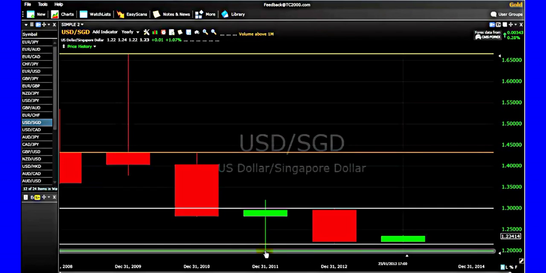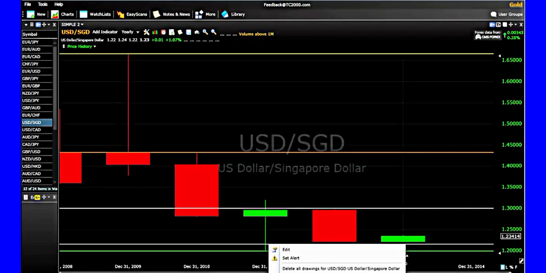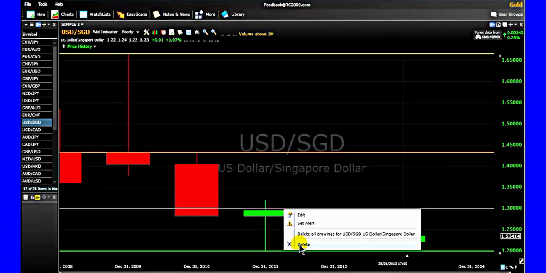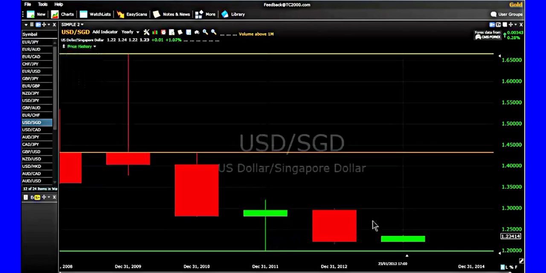Now, there is a smart low here. This is the smart low. I will remove my white line. Moment, please. The smart low for the US dollar, Singapore dollar is at 11991. Okay, that's the smart low. So we know that the smart median line is here.